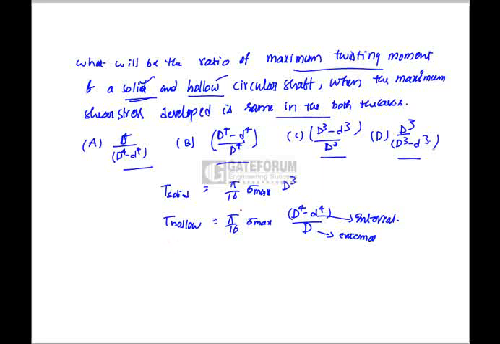So consider it as 1, consider it as 2. We have to find out the ratio between solid and hollow. So 1 by 2 is equal to D cube by D power 4 minus d power 4 by D, that is equal to D power 4 by D power 4 minus small d power 4. So option A is correct.